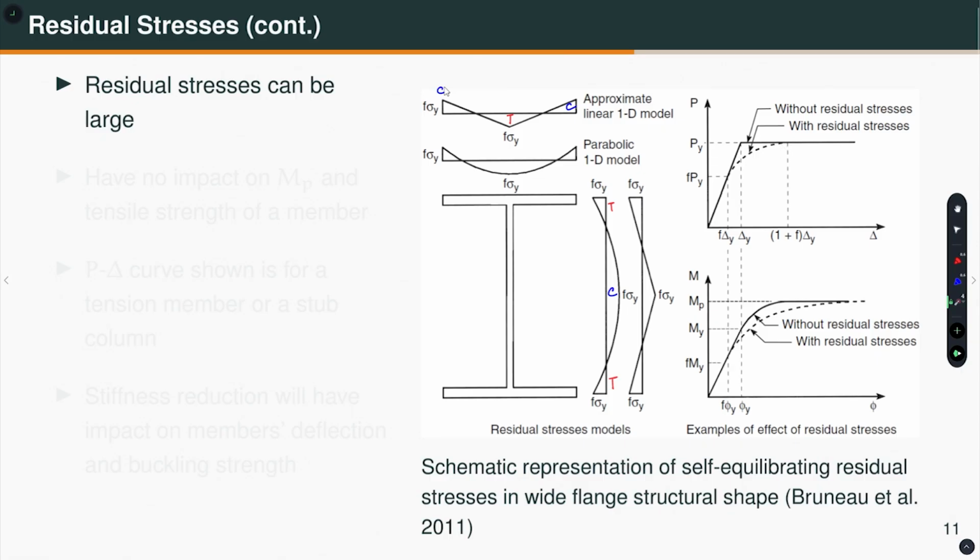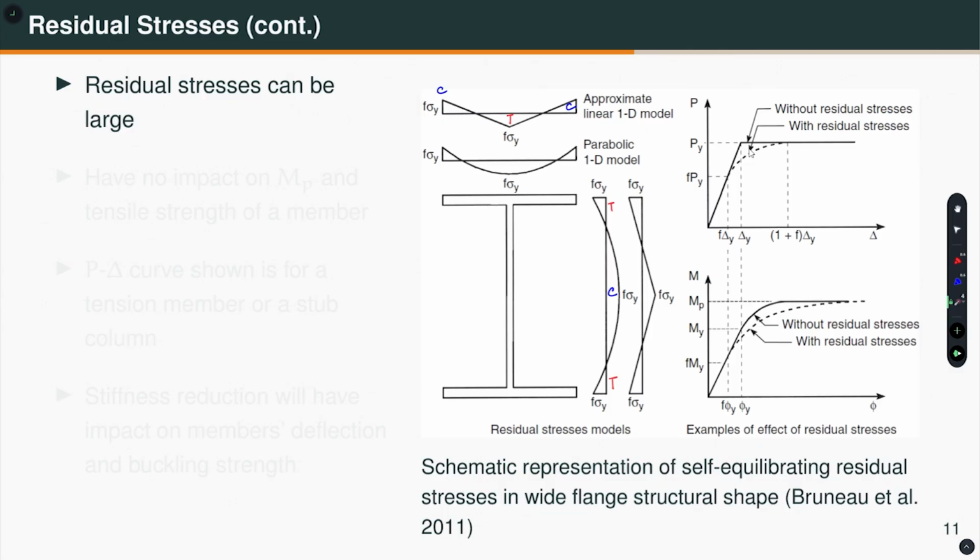No matter whether you had compressive or tensile stresses, eventually they will all be tensile stresses when the entire section yields. So, basically your capacity, that means the yield strength of the member as a tension member, is not affected, but the stiffness, as you can see, what is this? This is the measure of the stiffness. So, stiffness is affected, right.